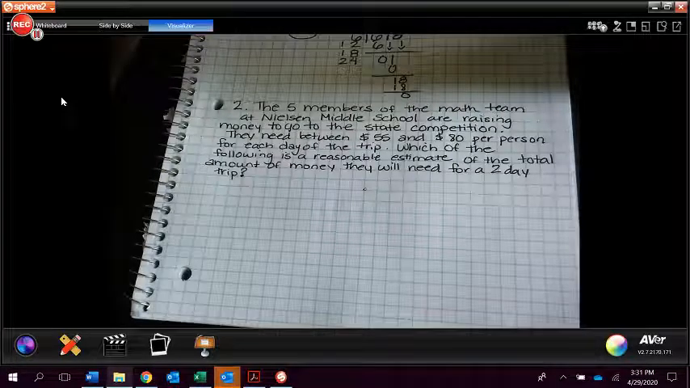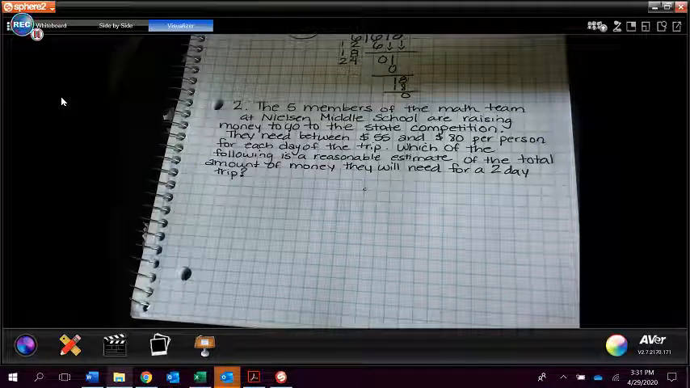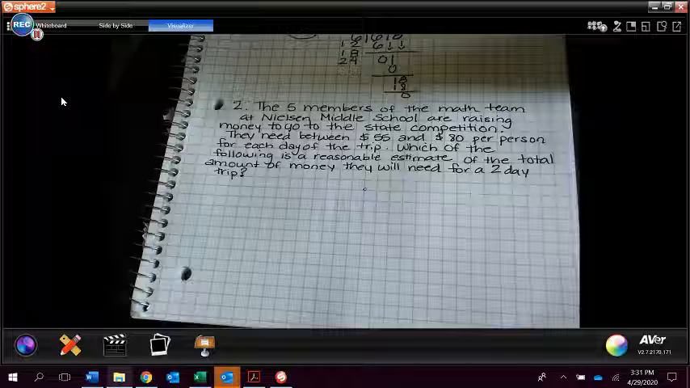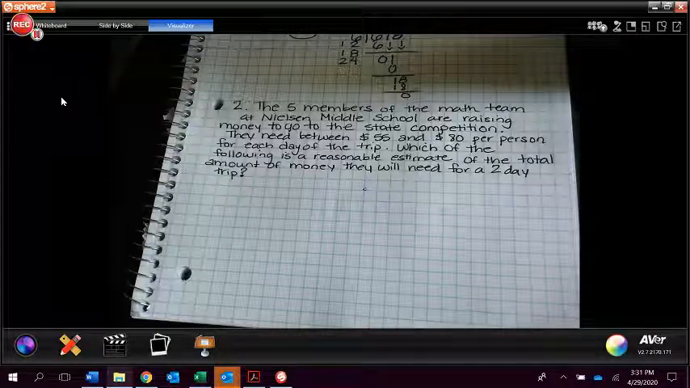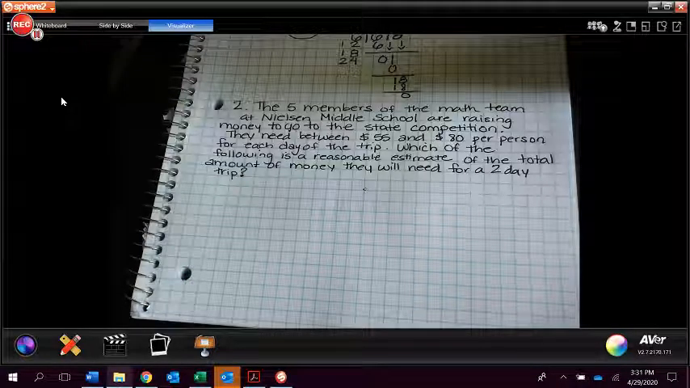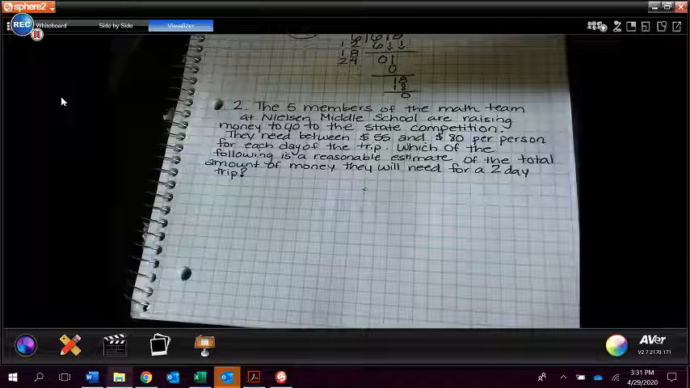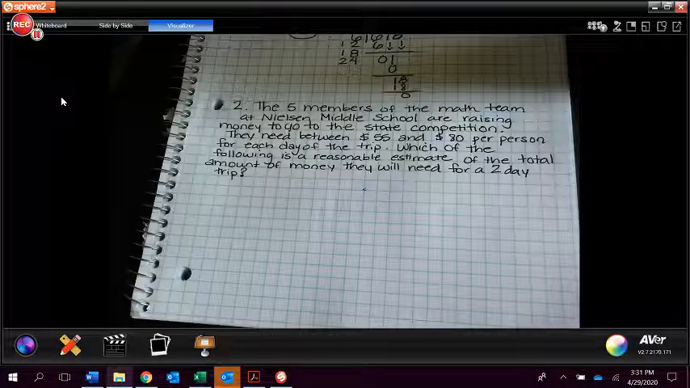So here it's saying that there's 5 members of a school and they want to go to a competition. They need between $55 and $80 per person. So each of these persons needs between $55 and $80 for the trip. Now, it's asking what is a reasonable estimate of the total amount of money that they need in a 2-day trip. So in 1 day, they need $55 and $80 per person. Just in 1 day. But it's not asking that. That's the thing. In the question, it's not asking how much do they need for 1 day. It's asking how much are they going to need for 2 days.